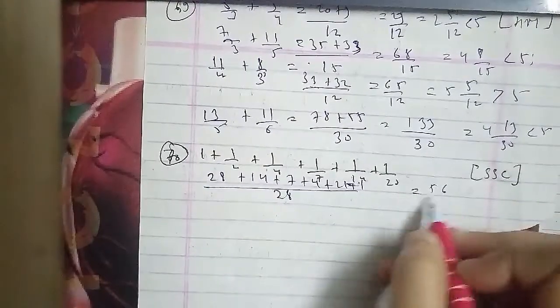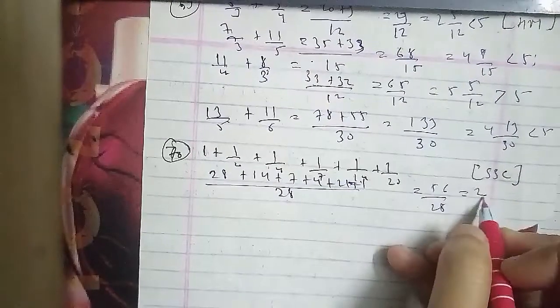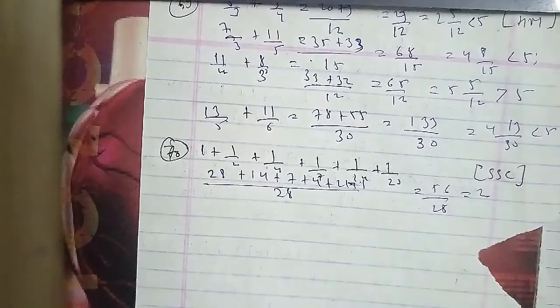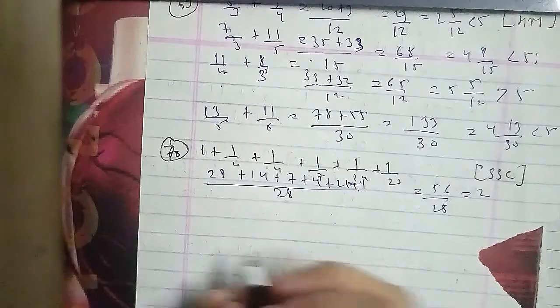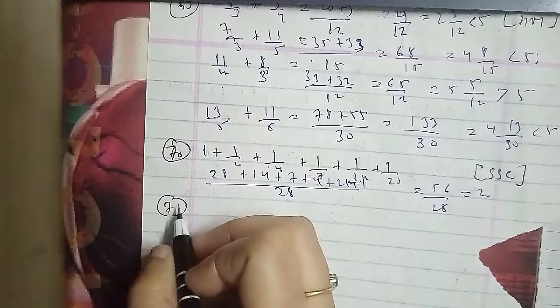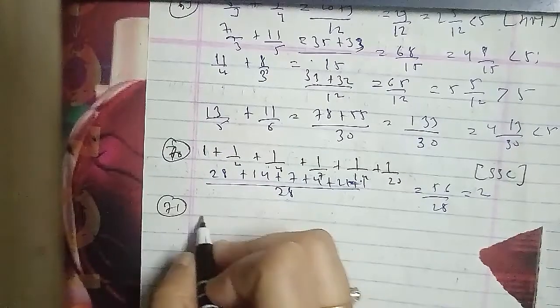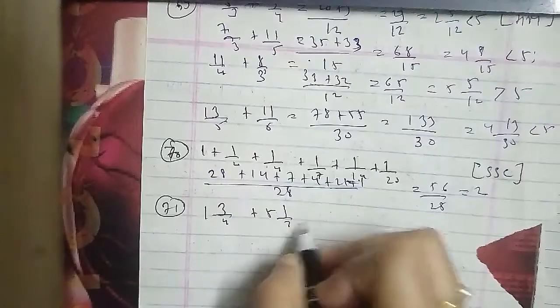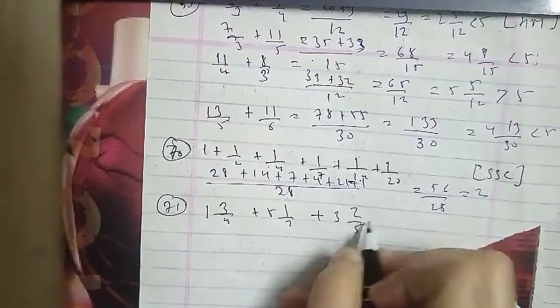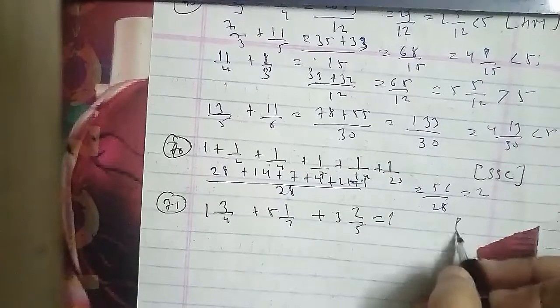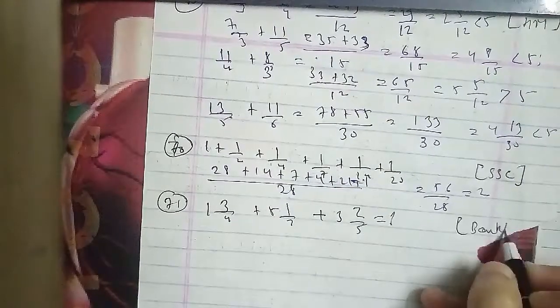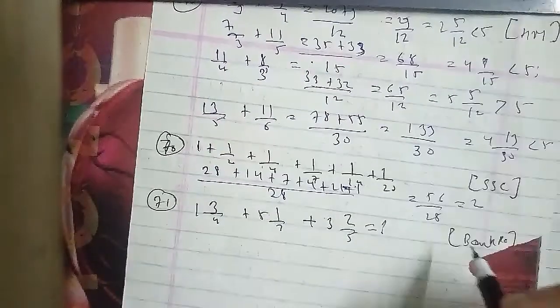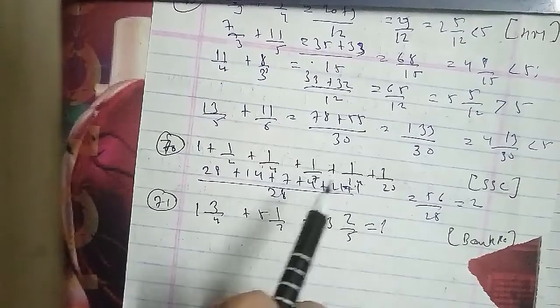Now we will go ahead with the next question, the 71st question of the session: 1 3 by 4 plus 5 1 by 3 plus 3 2 by 5 equals question mark. This is an important one, asked in the bank PO question paper. The options are 9 2 by 5, 9 29 by 60, 10 2 by 3, and 10 29 by 60.